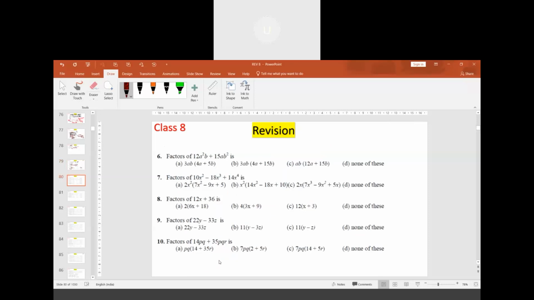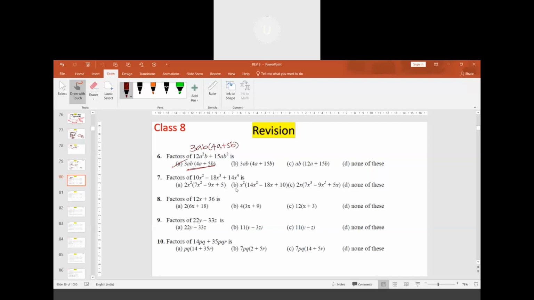Very good. Moving on to question 6. Here, AB can be taken out. Along with that, for 12 and 15, we have a common factor 3. So 3AB can be taken out. 4A remains and 5B remains. Option A.